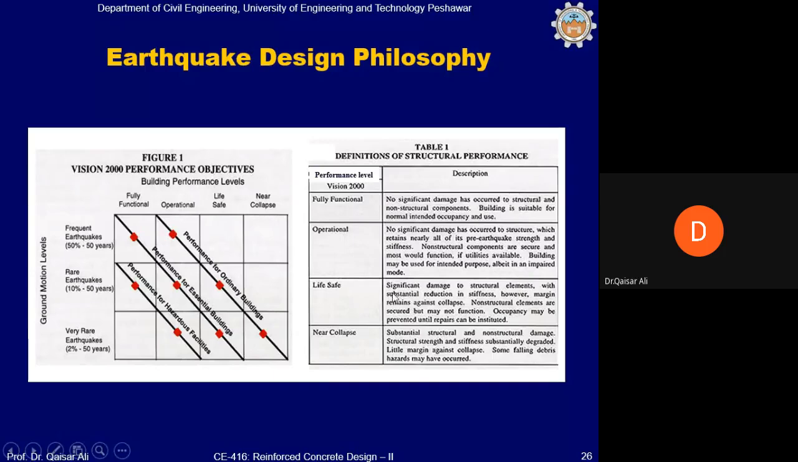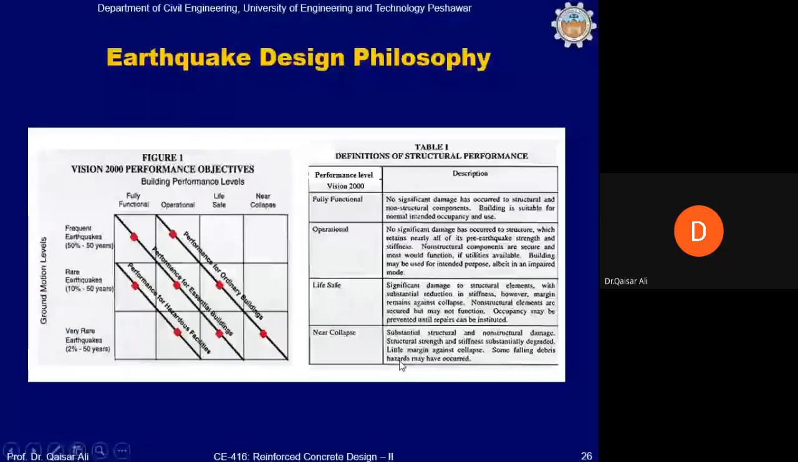Life safe is a level where significant damage to structural elements would have occurred with substantial reduction in stiffness. However, margin remains against collapse. Non-structural elements are secured but may not function. Occupancy may be prevented until repair can be instituted. And near collapse level is a level where substantial structural and non-structural damage has occurred, structural strength and stiffness substantially degraded, little margin against collapse.